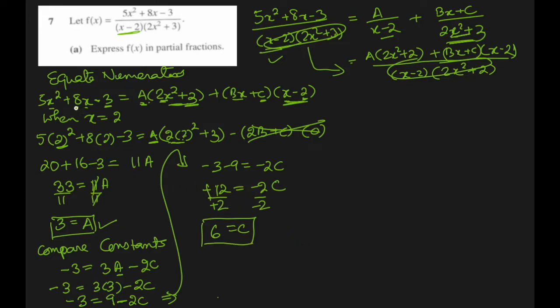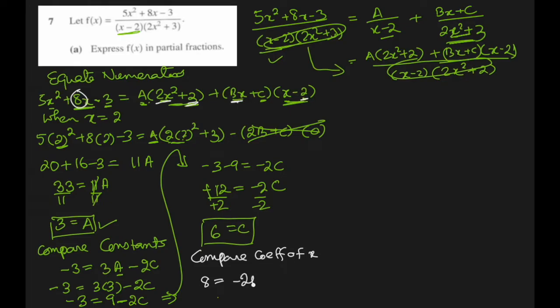Let's compare the coefficients of x. So the coefficient of x here is 8. So I can write, compare coefficients of x. So we have 8 on the left side. Will this give me x squared? No, because it is x squared. Will this give me x? No. Will this give me x? Yes. Bx will give me x when it multiplies with minus 2.